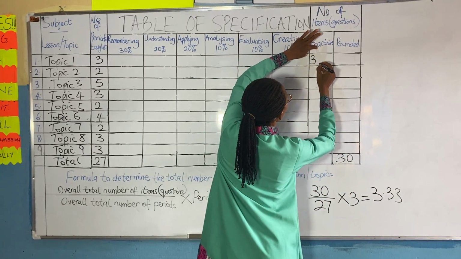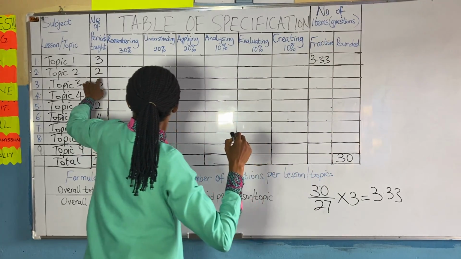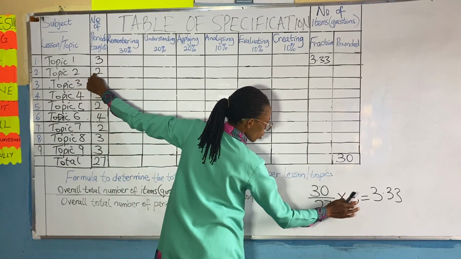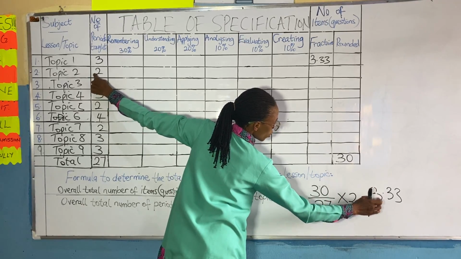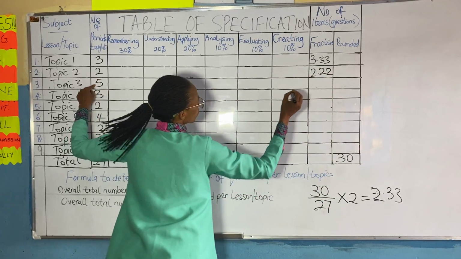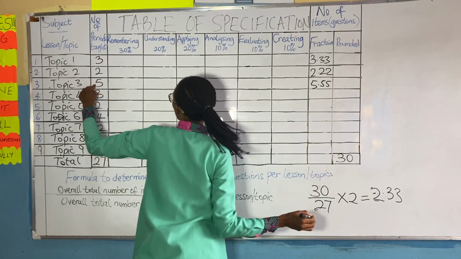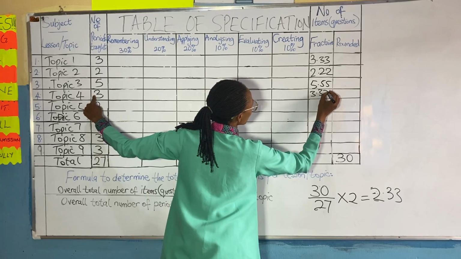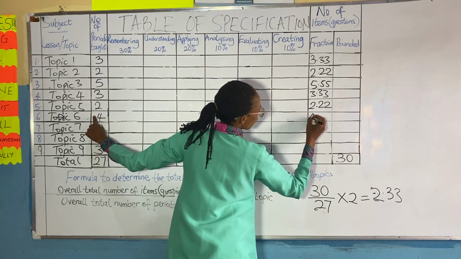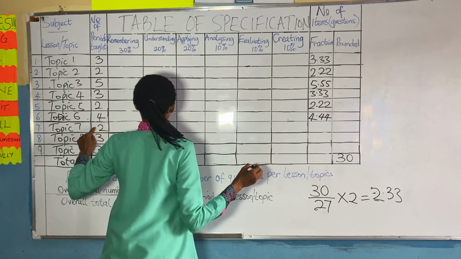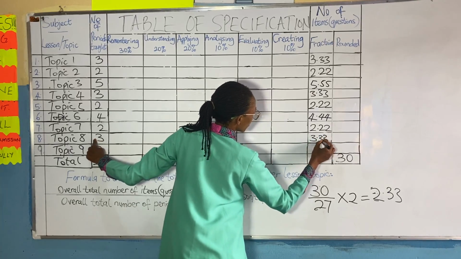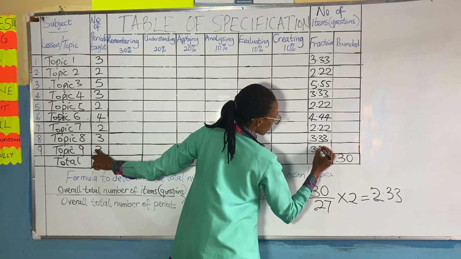In fractions, there's fractions here, 3.33. Second topic, second lesson, you have 2 here. So if you do this same calculation, we'll just substitute this with 2, and you have 2.22. So you have to do the calculation. So we have 2.22 here. We have 5.55 here. 3 here, we have 3.33. 2 here, we have 2.22. 4 here, we have 4.44. 2 here, we have 2.22. 3 here, we have 3.33. 3 here, we have 3.33.